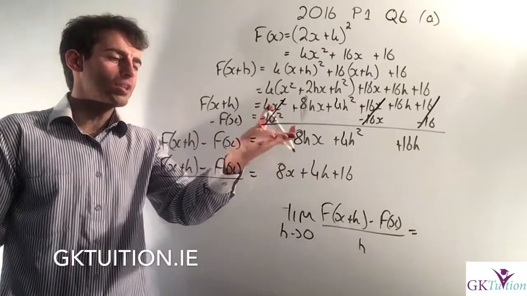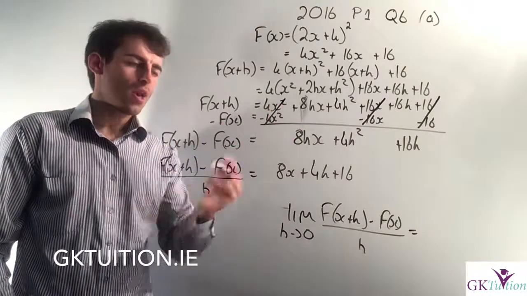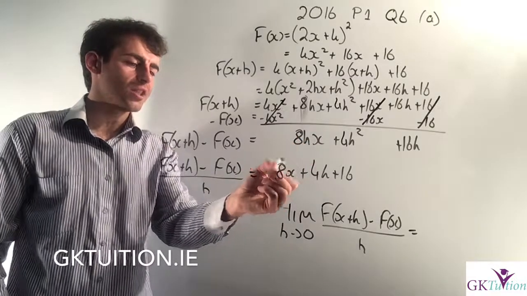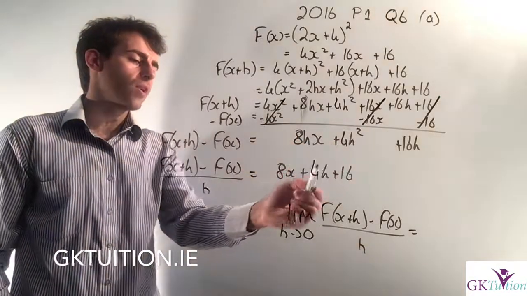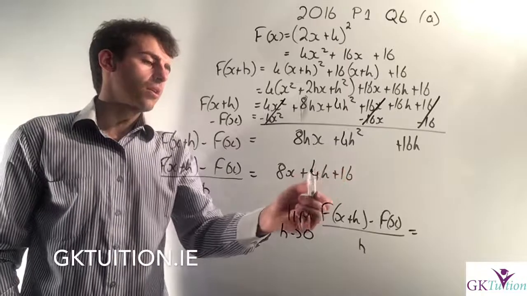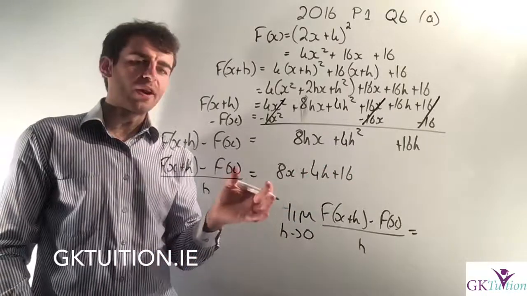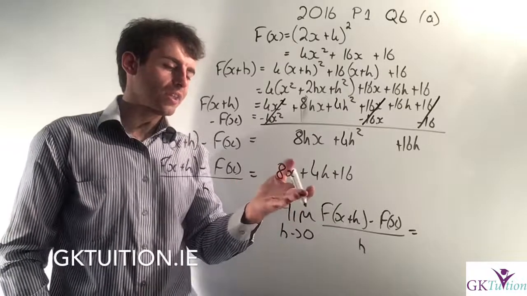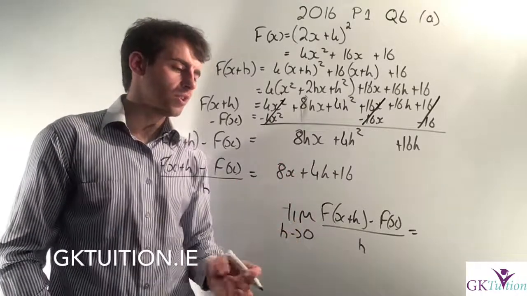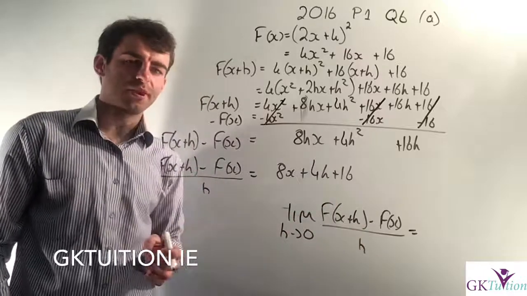My next step is to get f of x plus h minus f of x, divided by h. Or in other words, take each term and divide it by h. 8hx divided by h is 8x. 4h squared divided by h is 4h. And 16h divided by h is 16. And then the very last step, or your final answer, is to get the limit as h approaches 0 of everything that we have previously.